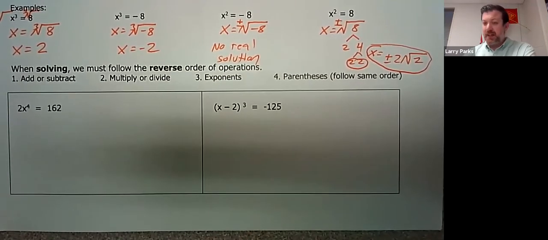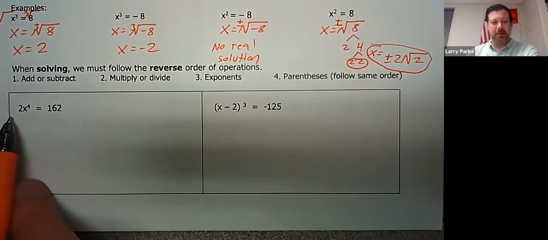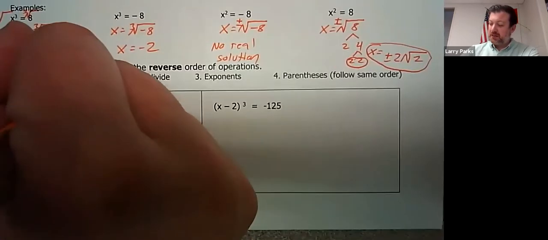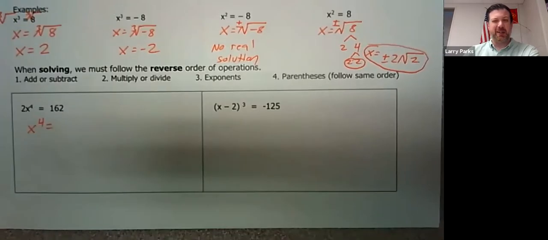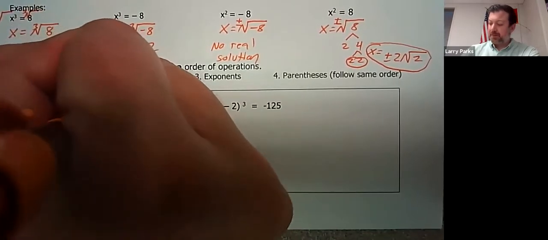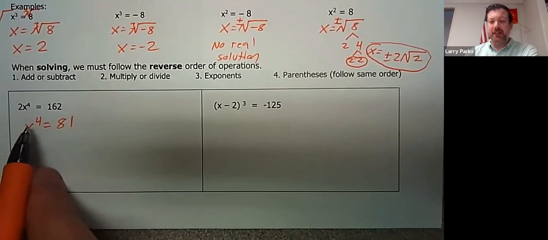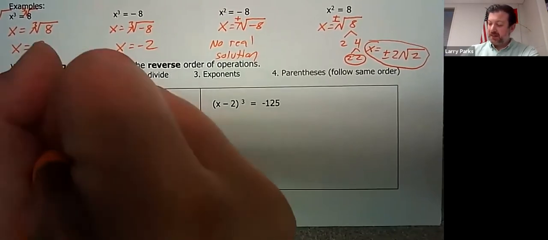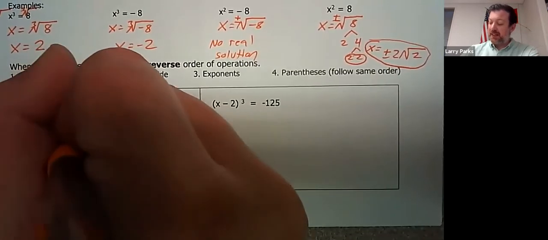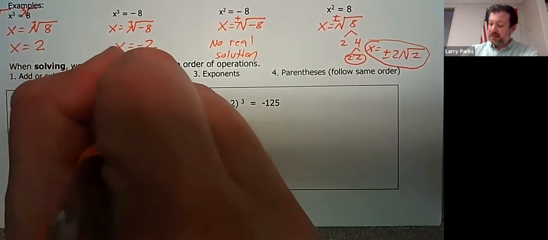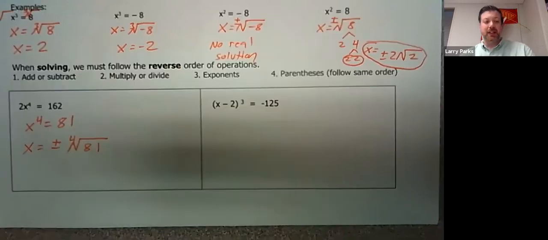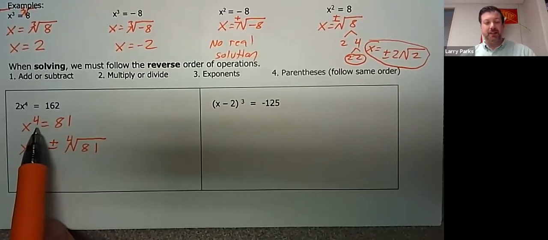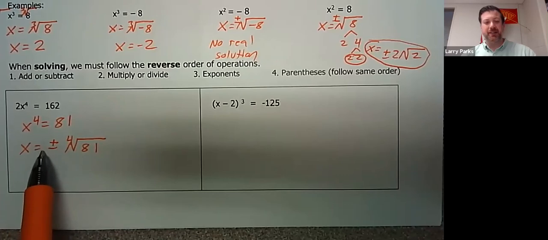Here, we may not go through all the examples, but I would divide both sides by 2. That'd be 81. And then to undo the 4th power, I take the 4th root. And I have to do positive and negative. Anytime you're trying to get the exponent by itself and it's even, you have to do positive and negative.